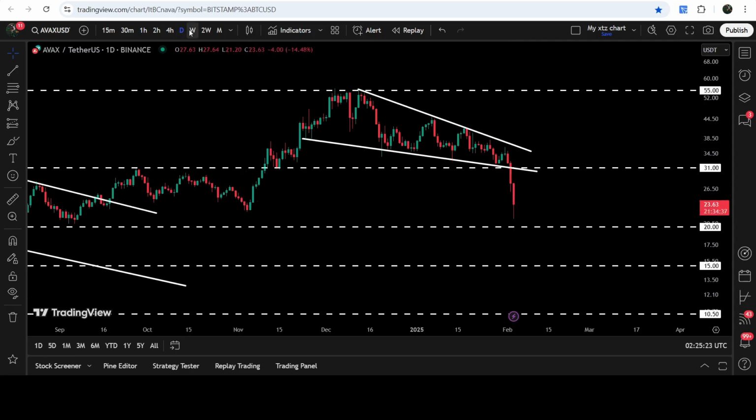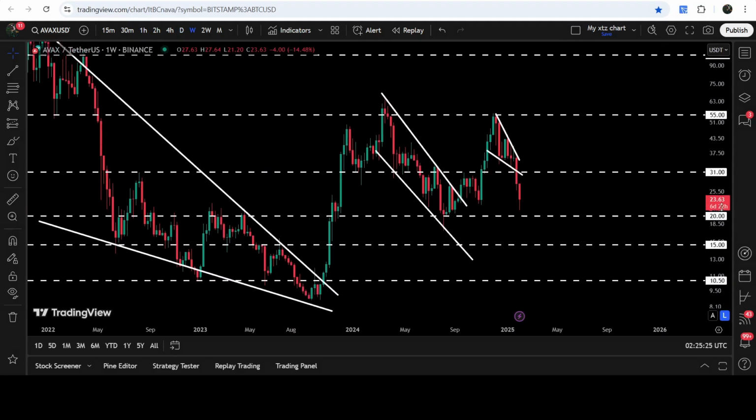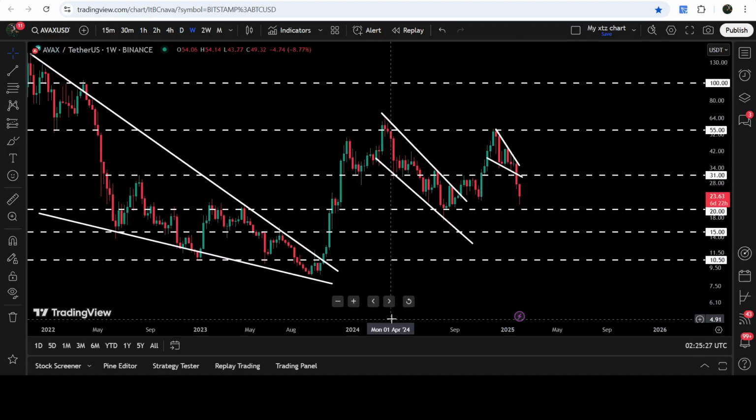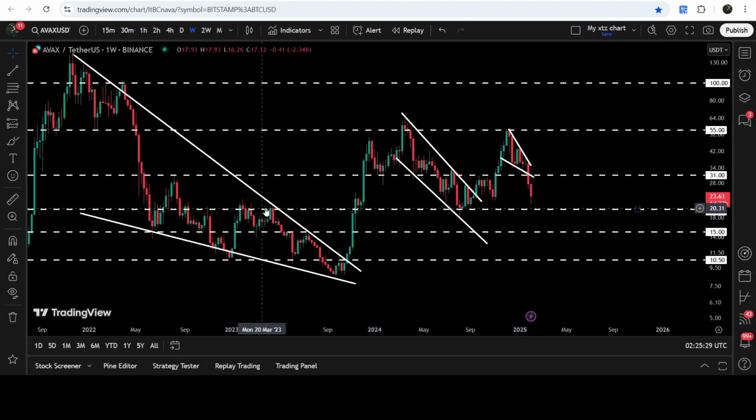Now, if we take a look at the weekly time frame chart, you can see that this $20 is a very strong and long-term support level. Previously, it was working as a resistance here for several weeks, and resistance here. And for a few weeks, it has been working as a support here as well. You can see that after the breakout, the price retested this $20 level as a support and geared up.